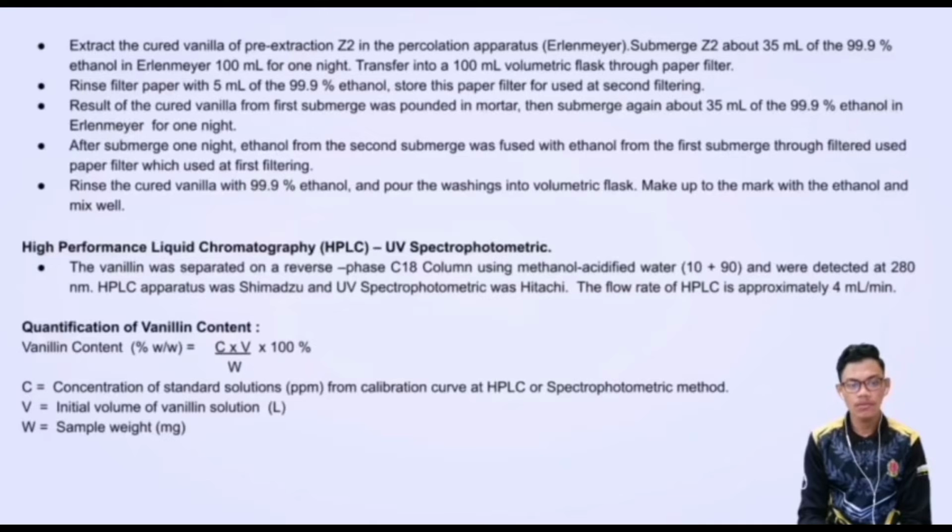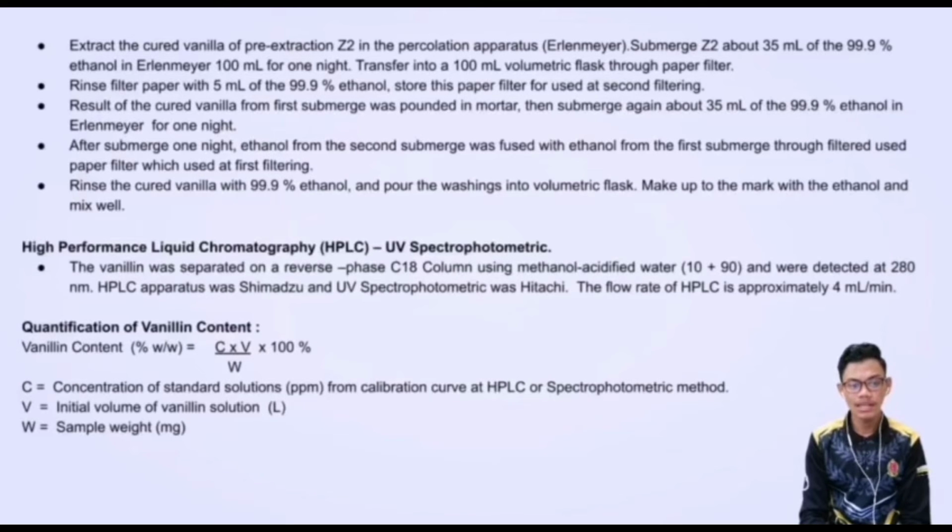The cured vanilla from the first submersion was pounded in a mortar. Then, submerge again in about 35 ml of the 99.9% ethanol in the Erlenmeyer flask for one night. After submerging for 1 night, the ethanol from the second submersion was combined with the ethanol from the first submersion by filtering through the paper filter used at the first filtering. Rinse the cured vanilla with 99.9% ethanol and pour the washings into a volumetric flask. Make up to the mark with the ethanol and mix well.